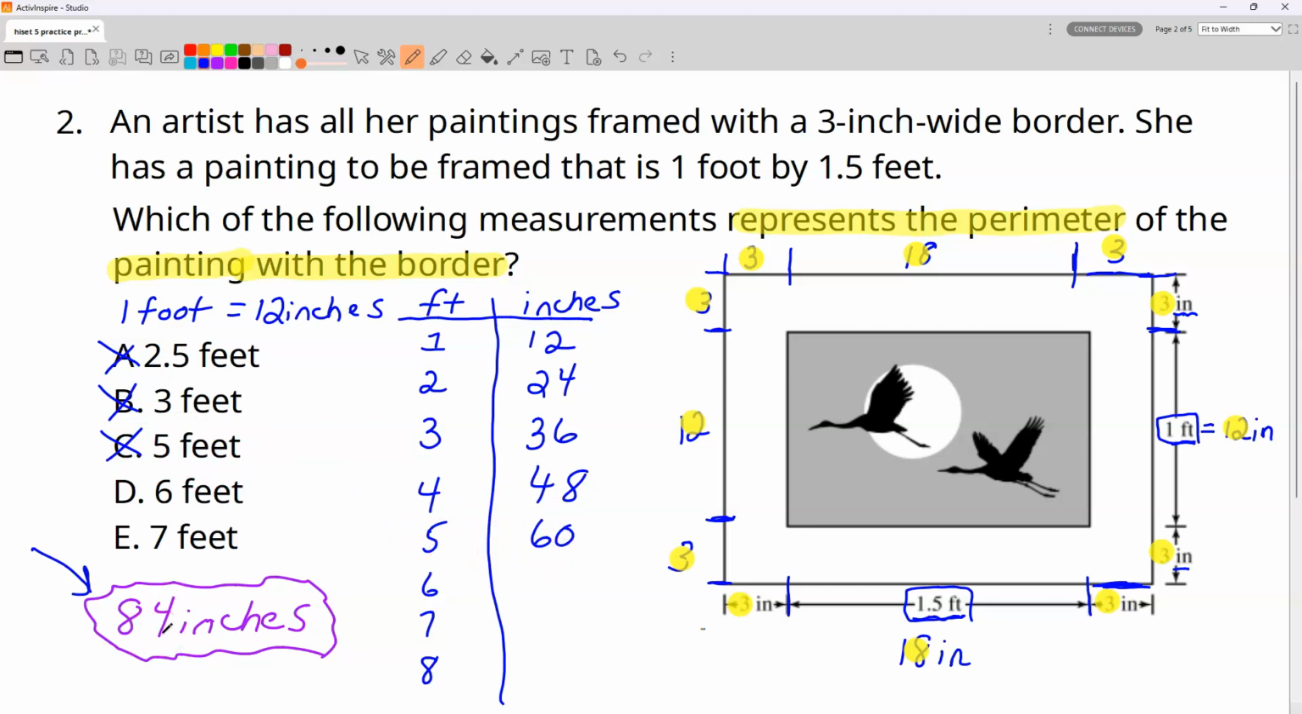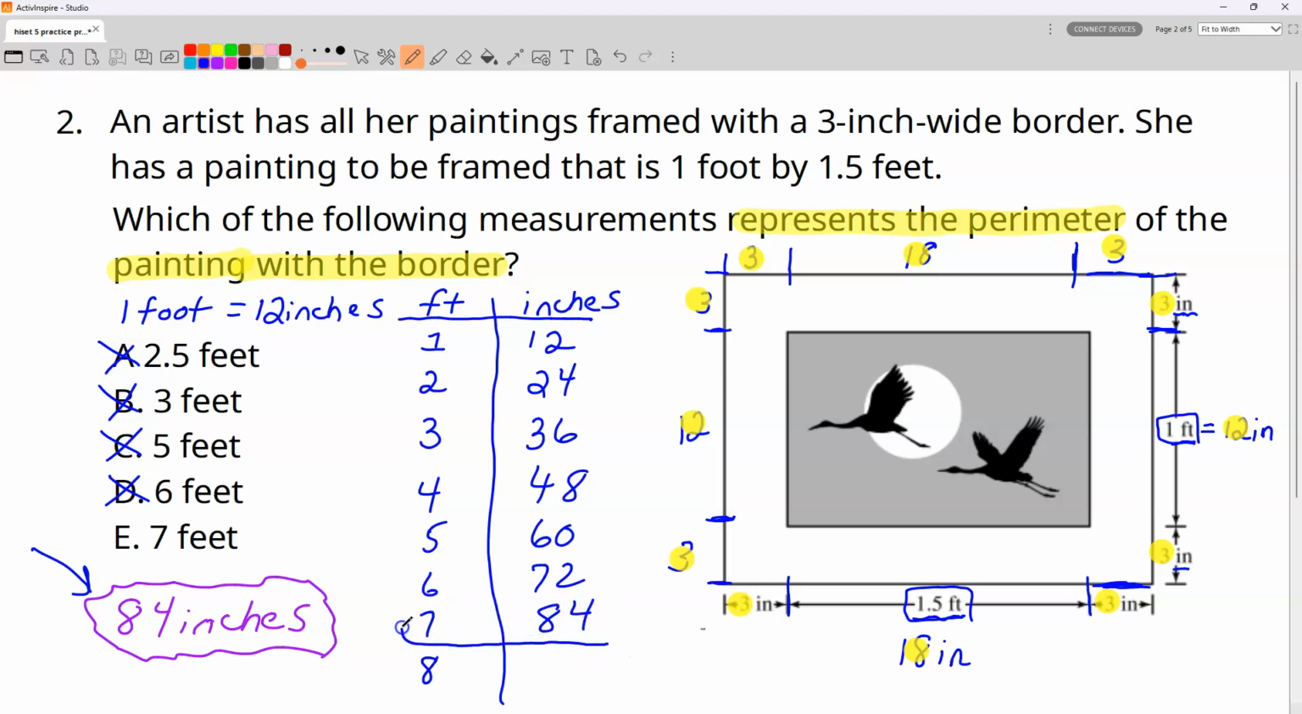Now I'm just using the process of elimination. Let's do 6. That would be 72, right? 7, just add 12 to 72 would be, well, hold on. I can eliminate D now, can't I? Because 60 inches is 5 feet, and I want 84 inches. So hopefully you can see D's gone. Let's just keep going, see if we can get the right answer. 7, let's see, what would 7 be? 72, 84. Boom, right here.